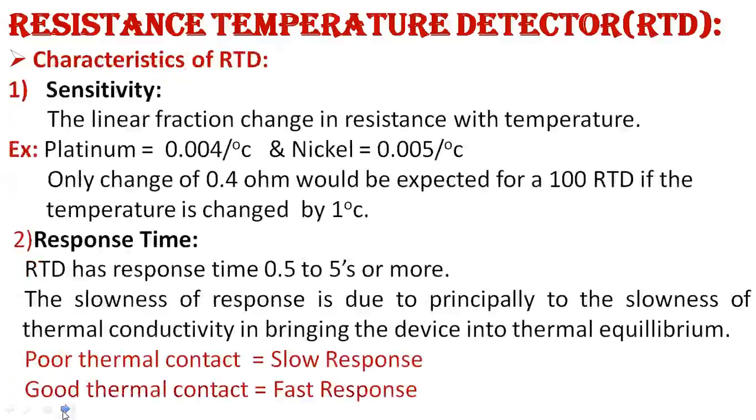Now the next concept is the resistance temperature detector, the RTD, and its characteristics. The first characteristic is sensitivity, the linear fractional change in resistance with temperature. For platinum it is 0.004 per degree Celsius, and for nickel 0.005 per degree Celsius. A change of only 0.4 ohm would be expected for a 100 ohm RTD if the temperature changes by 1 degree Celsius.